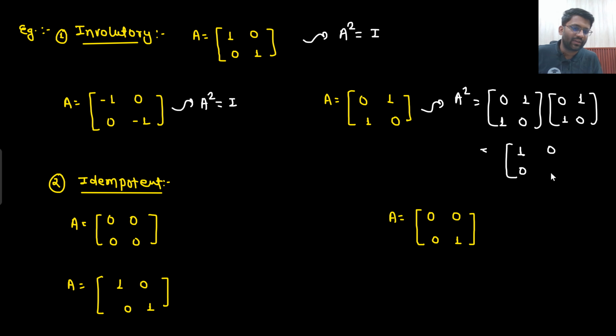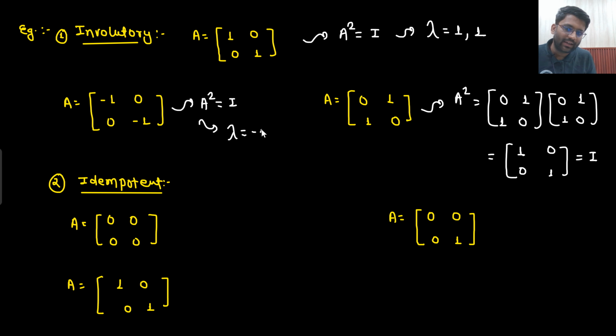Here also I am getting A square equals I only. Okay, so what are we getting here? A square equals I. So in all the cases we are getting A square equals I. What are the eigenvalues here? Eigenvalues are 1, 1 in this case. And here the eigenvalues are minus 1, 1. And here, in this case, you can find the eigenvalues: 1 and minus 1.